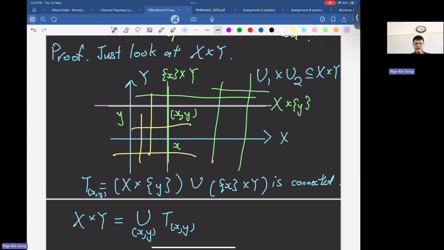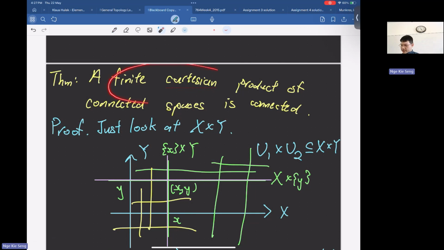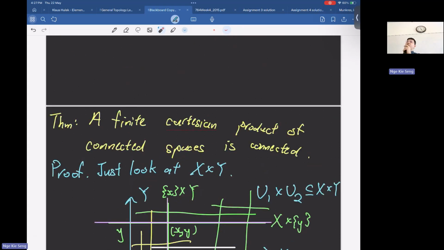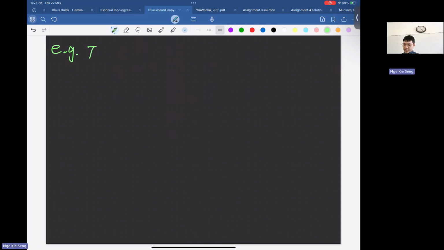I'll give you one example of something that is not connected. The key point here is that I assume a finite Cartesian product of connected spaces is connected. You can ask the question: can I go beyond the finite Cartesian product or not? One counterexample is that an infinite Cartesian product of connected spaces might not be connected.